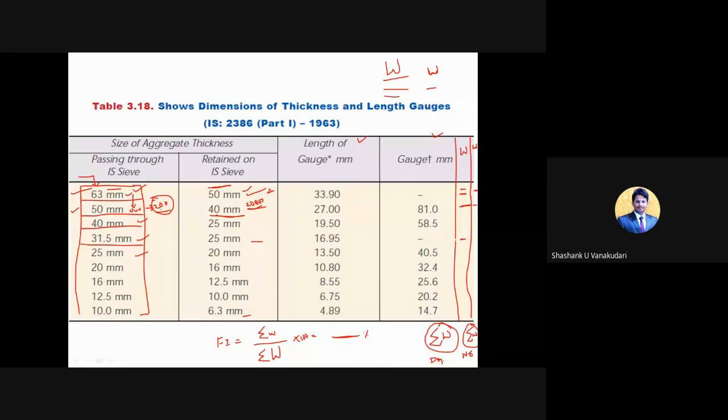Is there any doubt in this test? If somebody has doubts, just raise your hand, or else you can ask by unmuting.